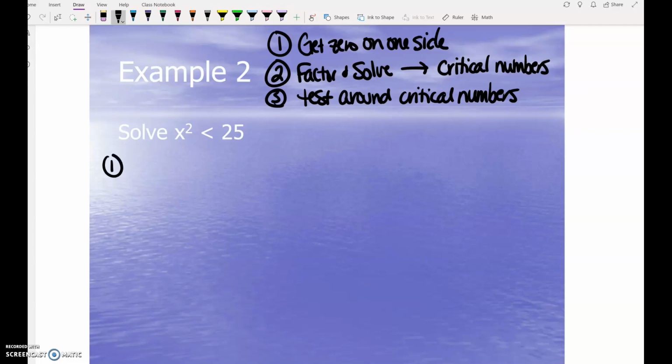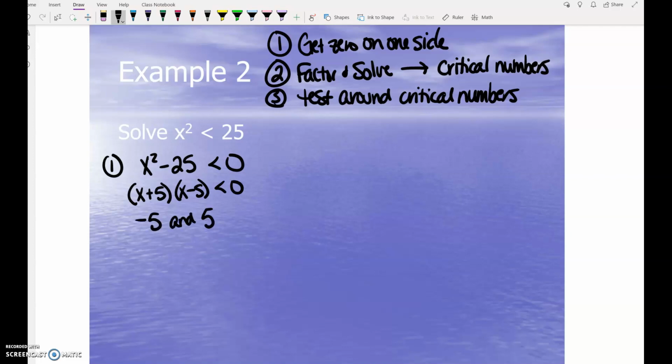So step number 1, I need to get 0 on one side. So this is x squared minus 25 is less than 0. Now I like to factor and solve this. You could solve this with square roots without getting 0 on one side, but you need to get the solutions as if this was an equation. So I would solve this by factoring x plus 5, x minus 5. So that means the solutions are -5 and +5. These are our critical numbers.